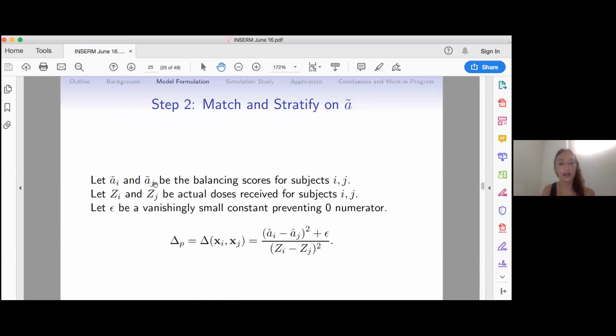So if AI and AJ are balancing scores for 2 subjects, ZI and ZJ are the doses they received, E is a tiny constant, then I can use this distance to calculate a distance matrix and match patients based on the doses they actually received and their balancing score. This is the same distance metric taken from the JAZA paper 2001. It's no different. So I just calculate this distance or any other chosen distance, now based on my AI and AJ.